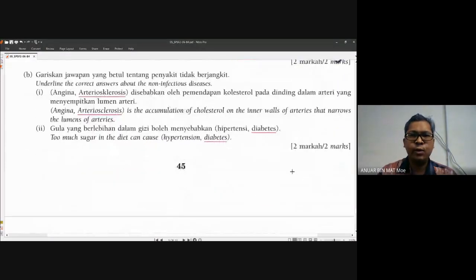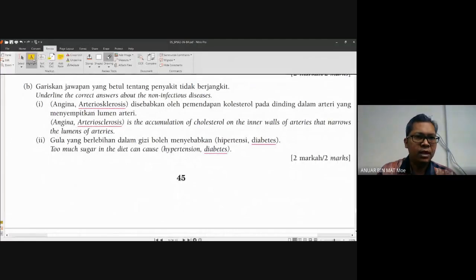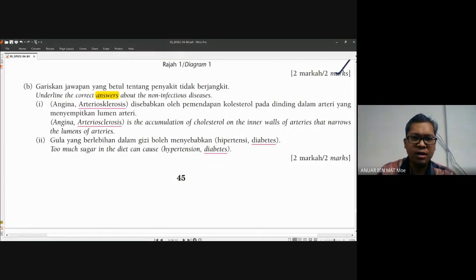Okay, so next question, underline the correct answer. Underline the correct answer about the non-infectious disease. Okay, all right. Is the accumulation of cholesterol in the inner wall of arteries that narrows the lumens of the arteries? Okay, what is this?